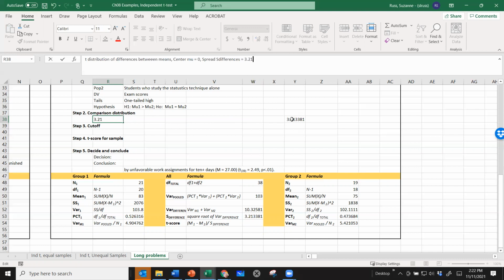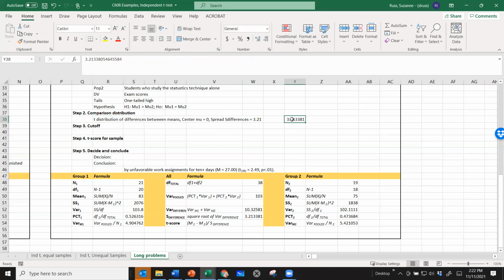But if I'm using it to calculate, every digit must be included. I'll take that out of there to avoid confusing us. Next, we do the cutoff. Our cutoff is going to be looked up in the critical value indicator.